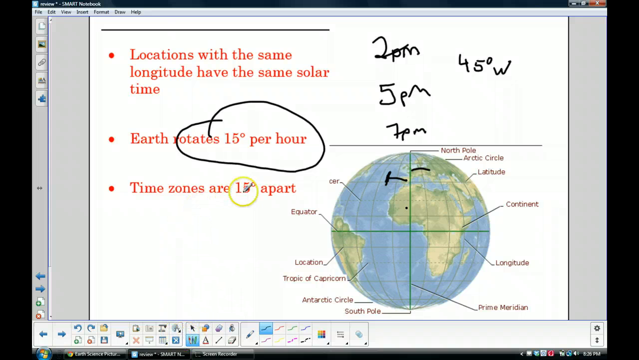The time zones are about 15 degrees apart because we move 15 degrees an hour. And if we go this way, the time is earlier. If you go that way, it's later. Just remember, California is before us, and Central Time is before us. So as you go to the west, your time gets less.